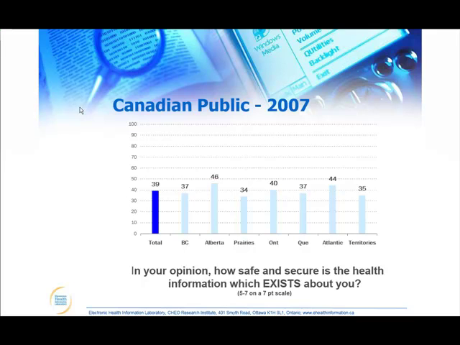So 39% is not high. It's not low, it's not terrible, but when less than half of the population feels safe about how secure their health information is, it's not very high, and you don't want to lose more than that.